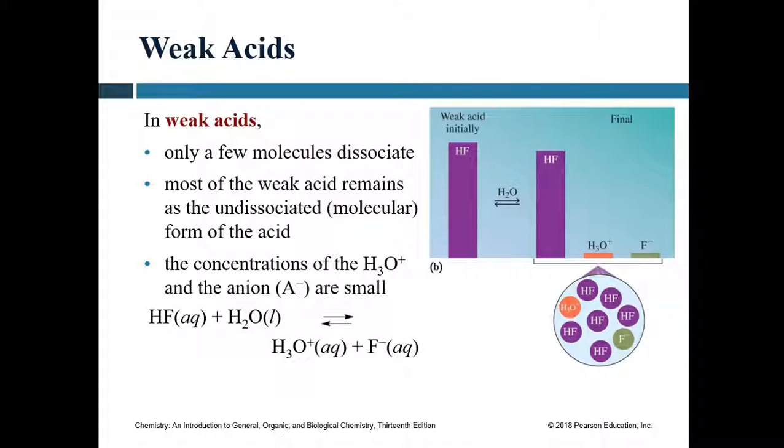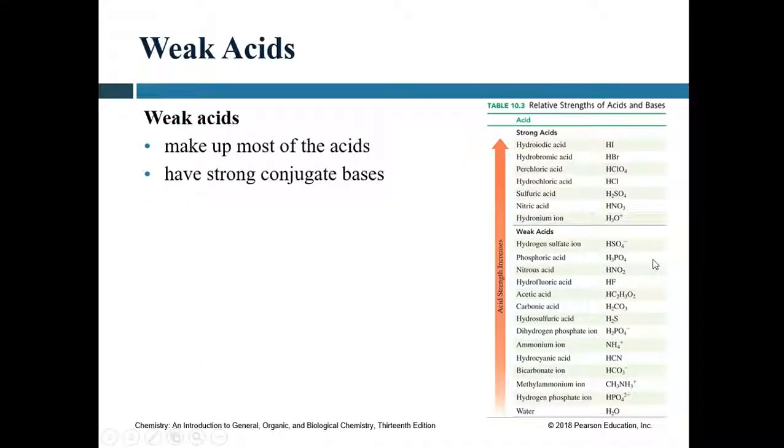Now, in our weak acids, only a few molecules dissociate, and most of the weak acid remains as this undissociated form of the acid. So over here, these concentrations are relatively small. And so you'll look at our chart that it shows that here's our beginning, we add water, and in our final product, we have mostly a lot of our original amount and a little bit of acid and the conjugate partner of our acid.